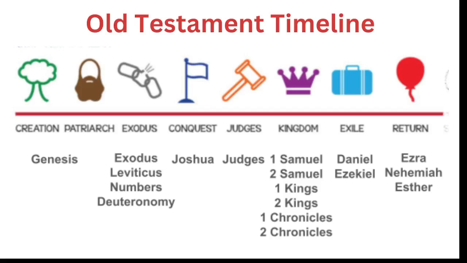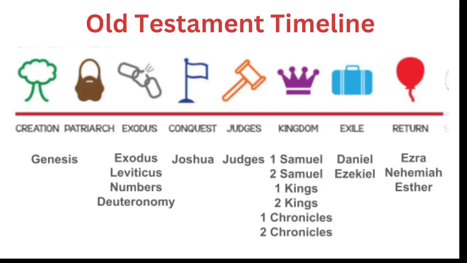Following Moses and Joshua, there were a series of judges, 10 judges in total, that led the land in the book of Judges. We are now in the middle of the kingdom section of the Old Testament. You'll see the crown there, and underneath the crown we have 1st and 2nd Samuel, 1st and 2nd Kings, and 1st and 2nd Chronicles.